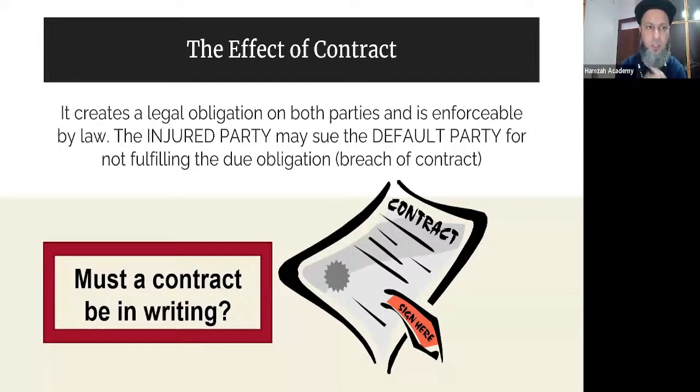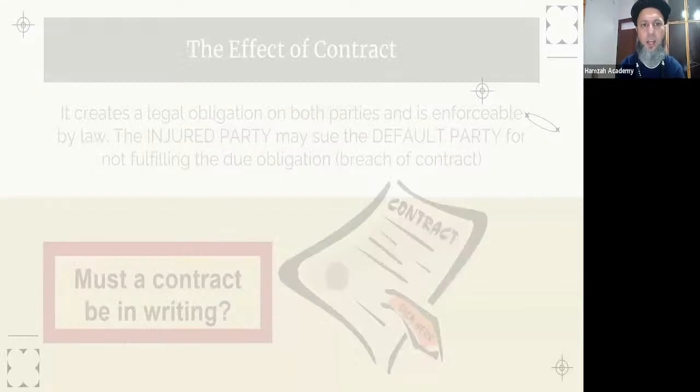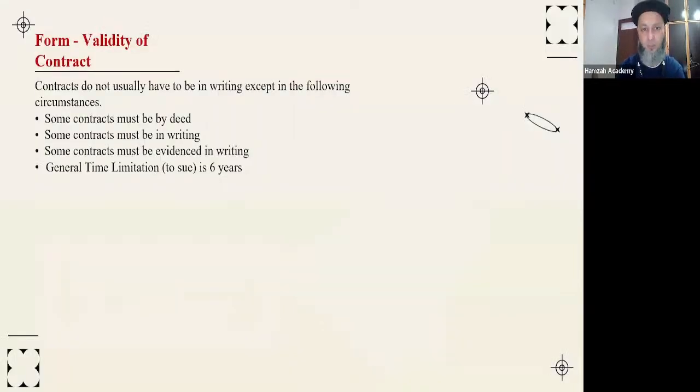Now, in certain circumstances, contracts are required to be in writing. So, a simple contract, no writing required. But the law also states that there are certain circumstances in which a certain form of contract should take place. For example, there will be some contracts that must be by deed. A deed is an official document. A deed is a government approved document on which the contract is made and then approved by the government officials or notarized.